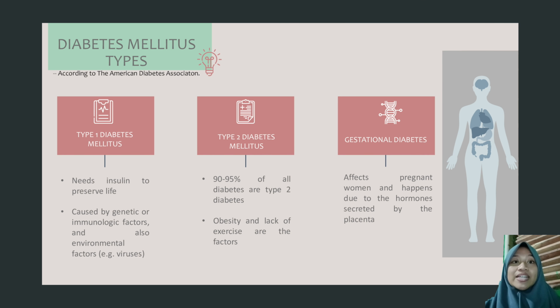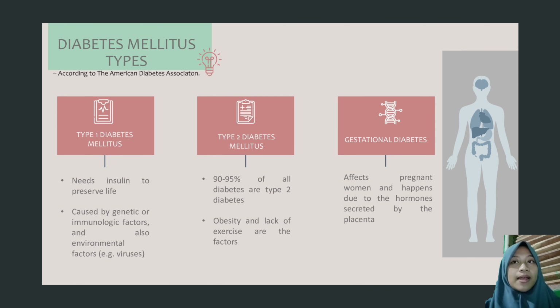There are a few different types of diabetes mellitus according to the American Diabetes Association. First, type 1 diabetes mellitus. Type 1 diabetes needs insulin to preserve life. This type of diabetes is caused by genetic and immunologic factors. Environmental factors like virus can also cause type 1 diabetes. The onset occurs at any age, but usually happens to people under 30.